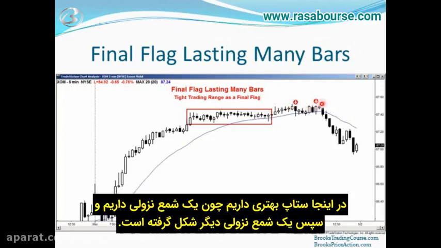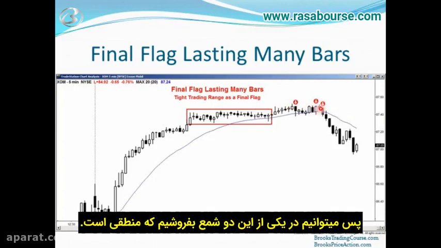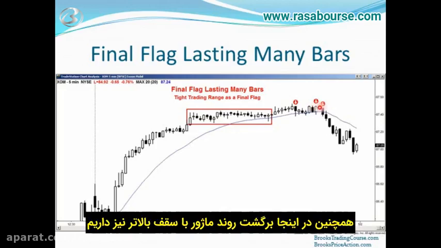Here's a better setup because here we have a bear bar and then a second bear bar. So shorting one of these is also a reasonable short for a final flag reversal. It's also a higher high major trend reversal.